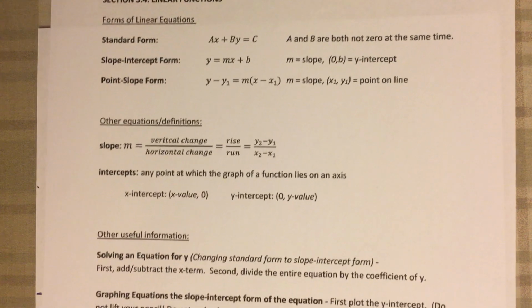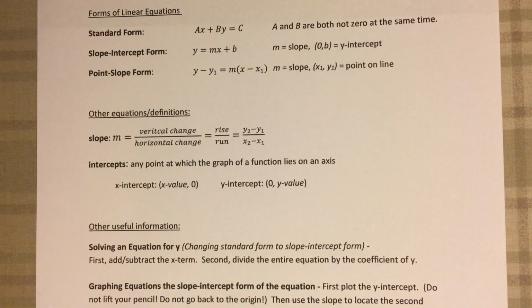And then our intercepts are the points of our graph where our function lies on an axis. We talked a little bit about these the other day, and we said as we're thinking about our intercepts, if we have an x-intercept, it's going to be on our x-axis, so we're going to have a value for x and then a 0 for y. A y-intercept is on our y-axis. We're going to have a 0 for x and a value for y.